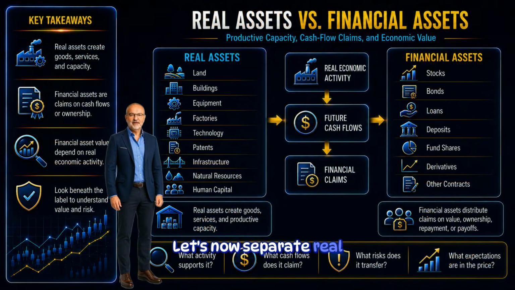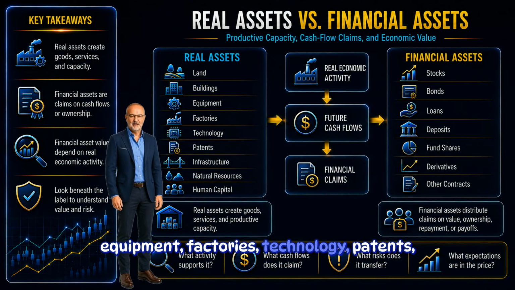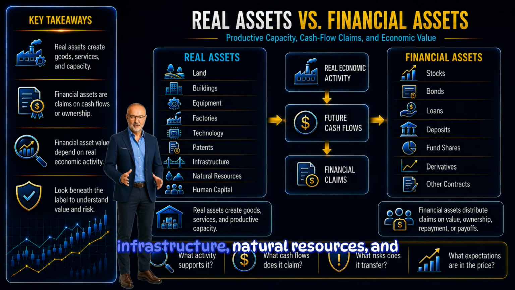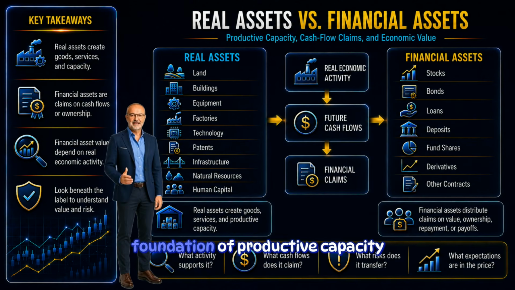Let's now separate real assets from financial assets. Real assets are productive assets. They help create goods, services, or operating capacity. They include land, buildings, equipment, factories, technology, patents, infrastructure, natural resources, and human capital. Real assets are the foundation of productive capacity in the economy.